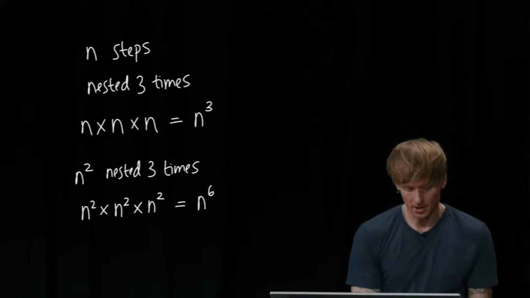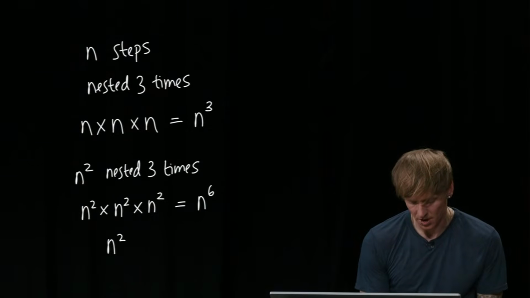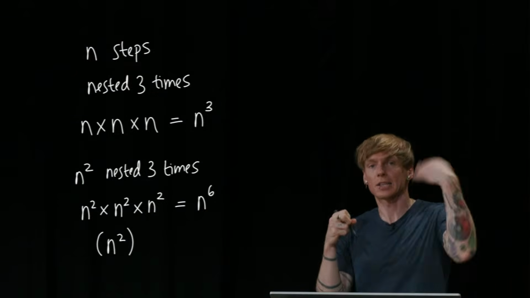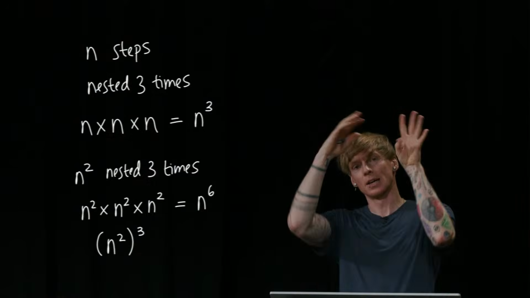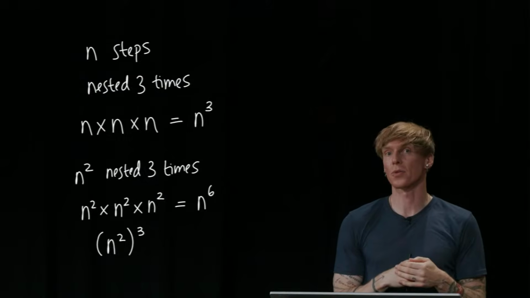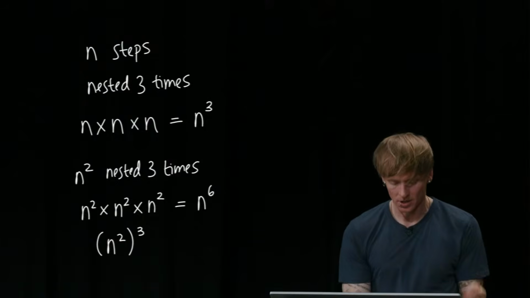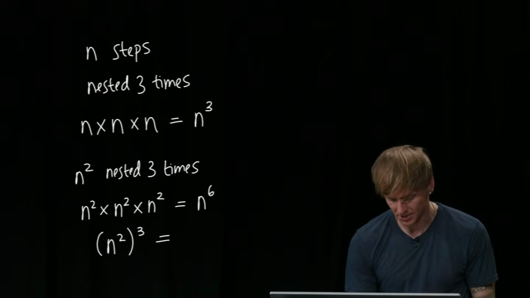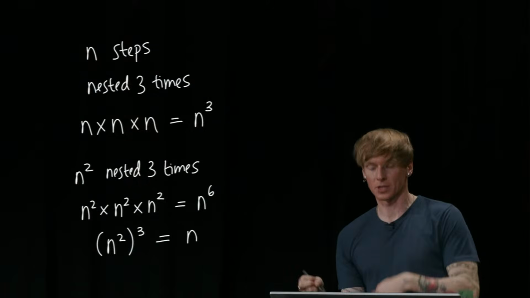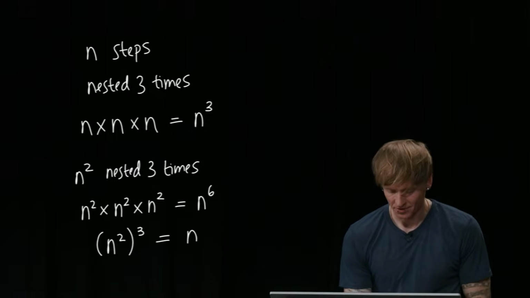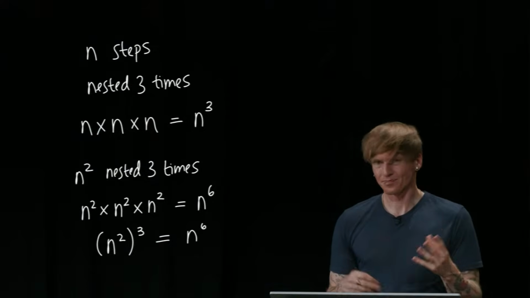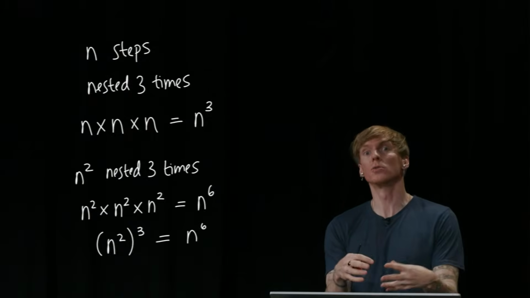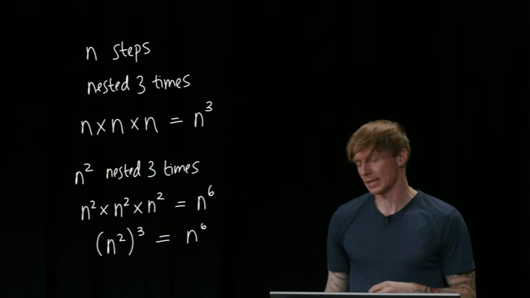Or we could say, well, I know that running it once is n squared, and we're just going to execute that 3 times. So we can write it as n squared to the power, or exponent, 3. And then our third rule of powers, rules of exponents, gives us n to the 2 times 3, which of course, fortunately, gives us the same answer, n to the power 6. So a few different examples there of using those rules in practice.